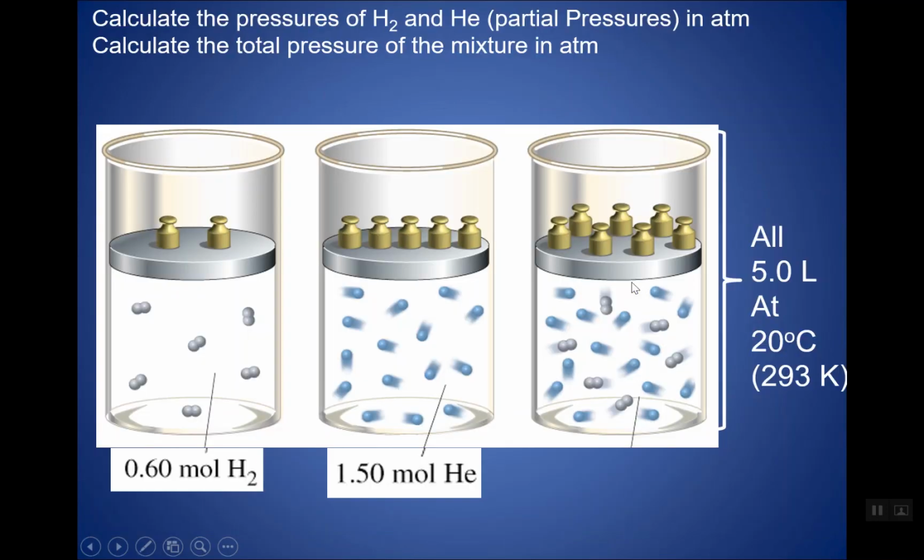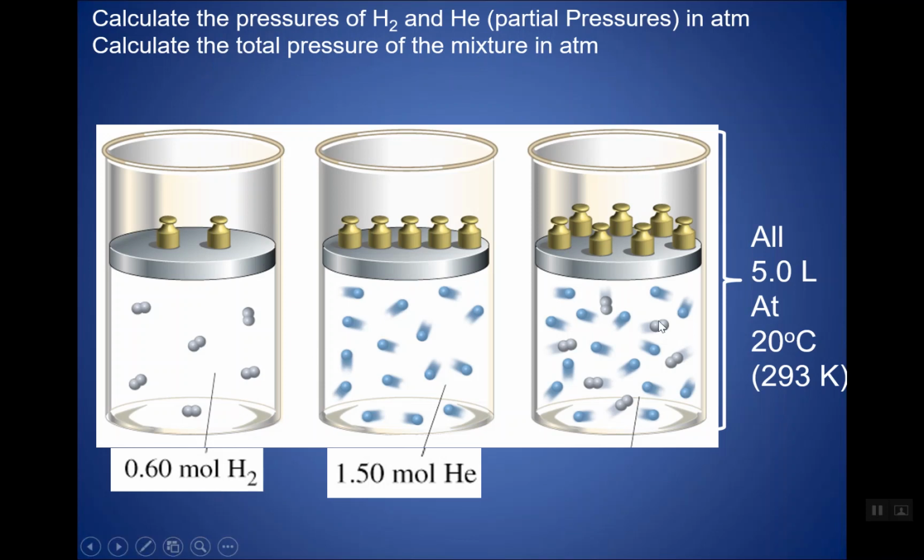I want you to take a moment and also try this slide. It says calculate the pressures of H2 and He gases, their partial pressures in atmospheres. So here's H2 gas, I give you the moles. Here's helium gas by itself, I give you the moles. And all of these containers are 5 liters, a fixed volume. That's why you might see more weights on here, to keep the volume fixed. And they all have the same temperature. Then I want you to calculate the total pressure of the mixture, which I have represented here. These two gases are now together in a mixture. Take a moment, pause the video, give that a try, and come back and check your work.